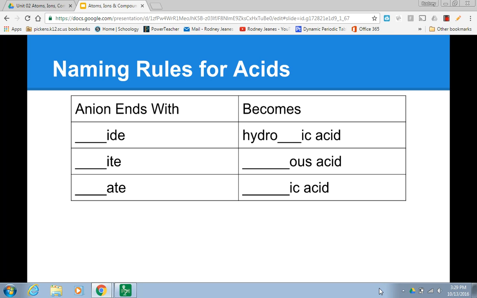We're going to take a look at some examples of these in just a minute. If the anion ends in ITE, like a polyion, like a sulfite or chlorite, then we use the stem, and then we put the suffix OUS, and then the word acid. If the anion ends in ATE, like sulfate or chlorate or any of those, then we use the stem and we use IC.